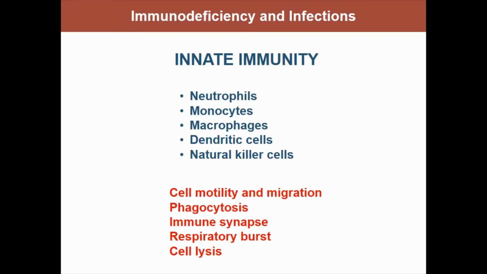And all these cells play their function by utilizing mechanisms like cell motility and migration, phagocytosis, the immune synapse, the production of chemicals in the cells that kill bacteria, and the ability to kill infected cells. All these mechanisms are dependent on actin and can be measured in Wiskott immune cells to be reduced. So that would tell us that a Wiskott patient with a severe phenotype would have a problem with innate immunity that in itself explains part of the susceptibility to infections.